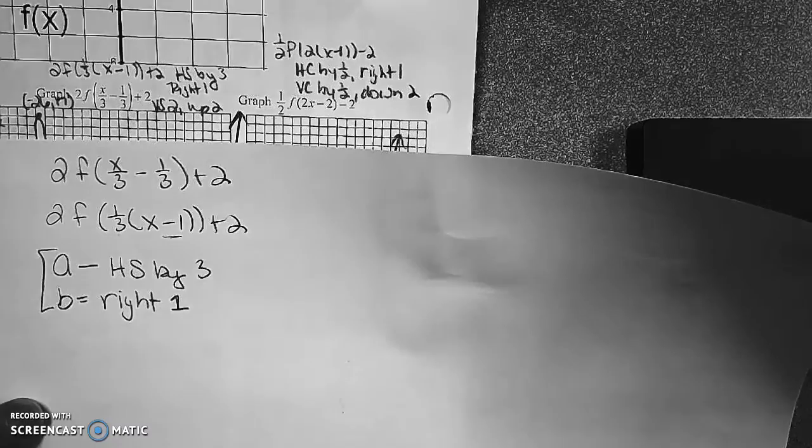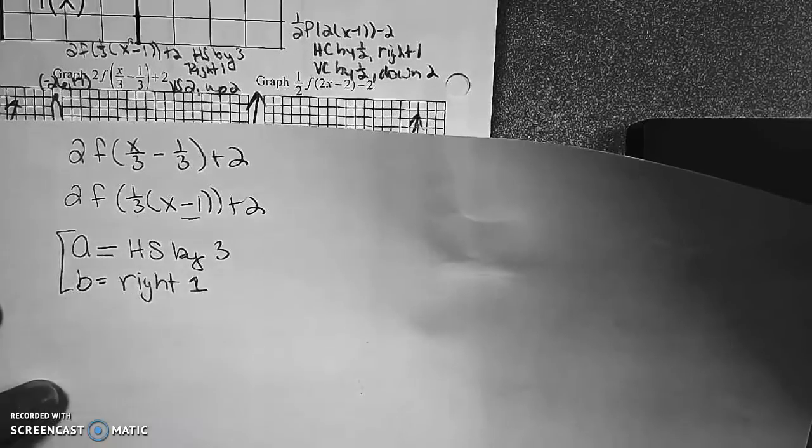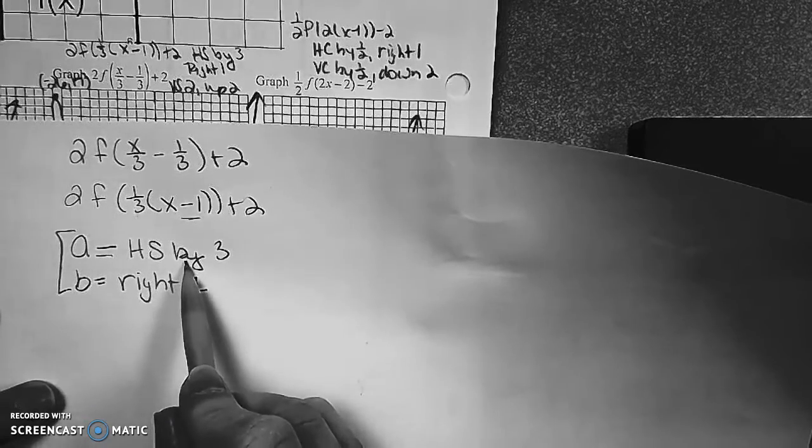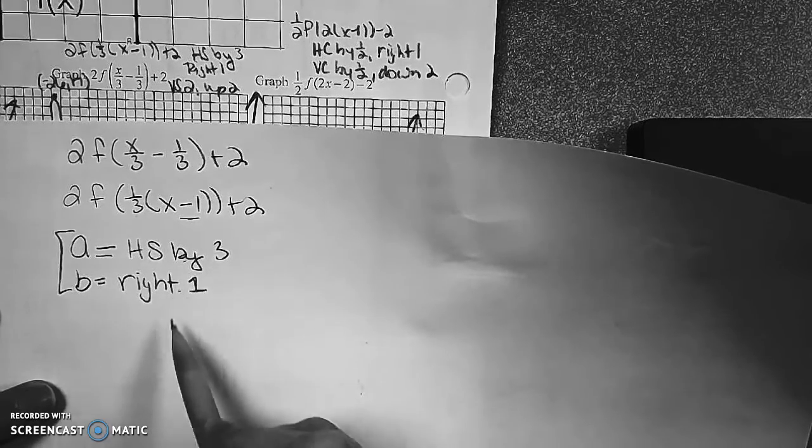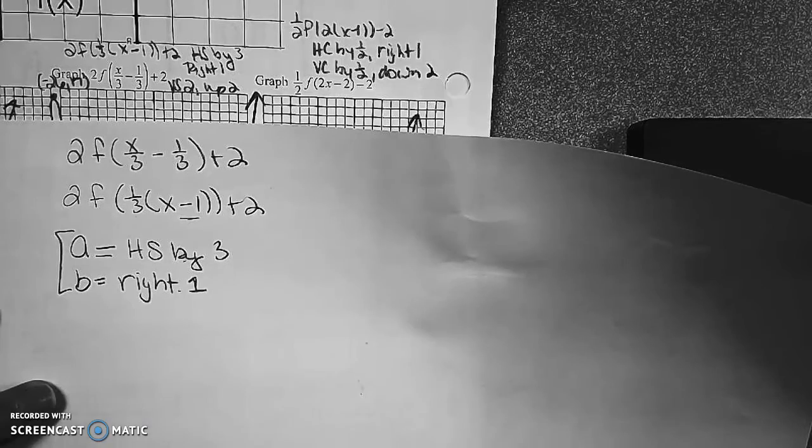All right, from here, a. So remember, this is what multiplies your x's. So here we will be multiplying our x's by 3, which is a horizontal stretch by 3. And then I see b is going to be right 1. Now, I do have to apply those two transformations in that particular order because I'm multiplying x and then I'm adding to x. So those do have to be applied in that order.